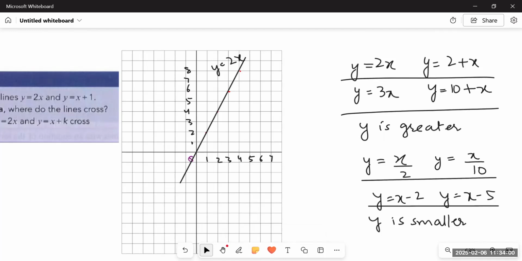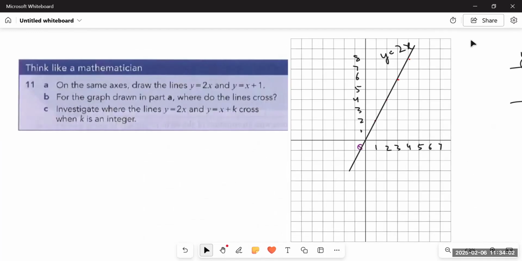Okay, let's get back to y is equal to x plus 1. Y is equal to x plus 1 means if the value of x is equal to 1, y is equal to 1 plus 1, 2. If the value of x is 2, y is equal to 2 plus 1, 3. If the value of x is 3, y is equal to 3 plus 1, 4. Whatever is the value of x, the value of y would be 1 more than the value of x. So if x is equal to 1, the value of y is equal to 2.